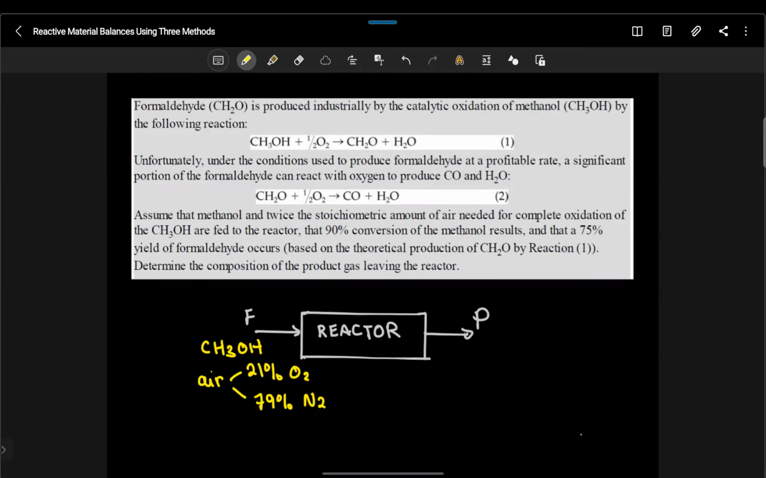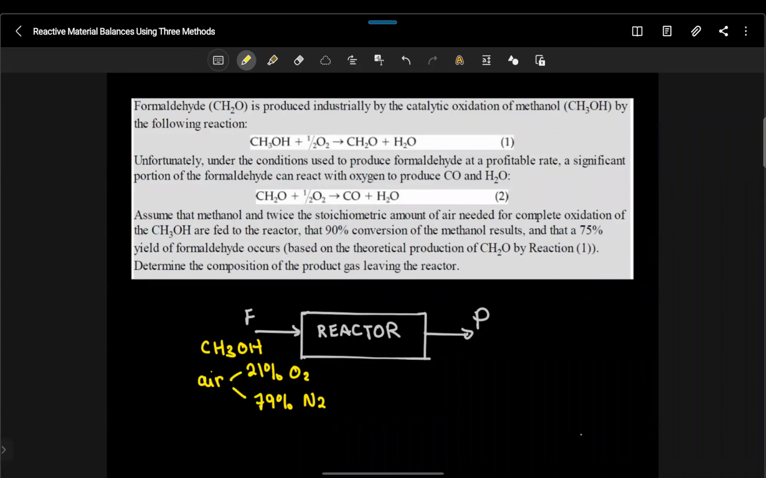So in this problem, you have formaldehyde produced industrially by the catalytic oxidation of methanol by the following reaction. So we have methanol and oxygen forming CH2O and water. Unfortunately, under the conditions used to produce formaldehyde at a profitable rate, a significant portion of the formaldehyde can react with oxygen to produce CO and H2O. So basically, parallel reaction sila.